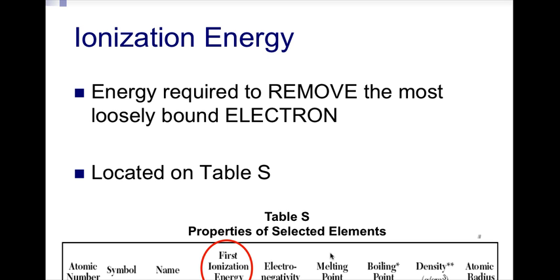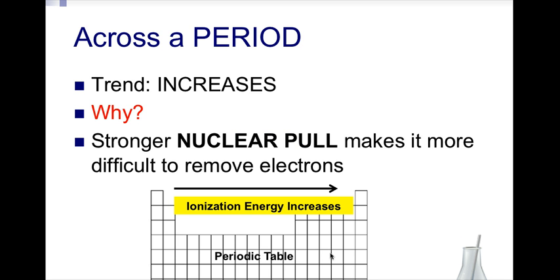When we talk about ionization energy, we're talking about the energy that's required to remove the most loosely bound electron. We're going to remove one of the valence electrons. So if we look at Table S in your reference packet, we'll find out that as we go across a period, the trend tends to increase. The reason why is there is a stronger pull by the nucleus on the electron, so it makes it more difficult to remove an electron as we go across the row.